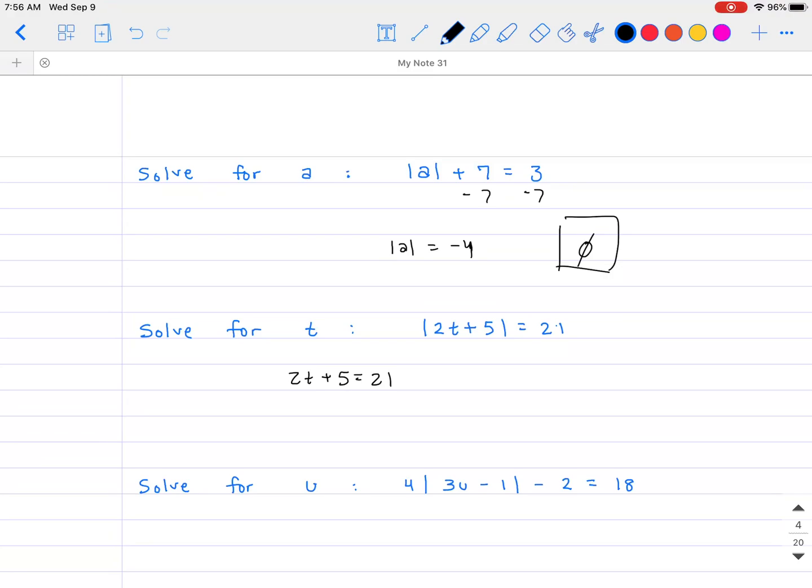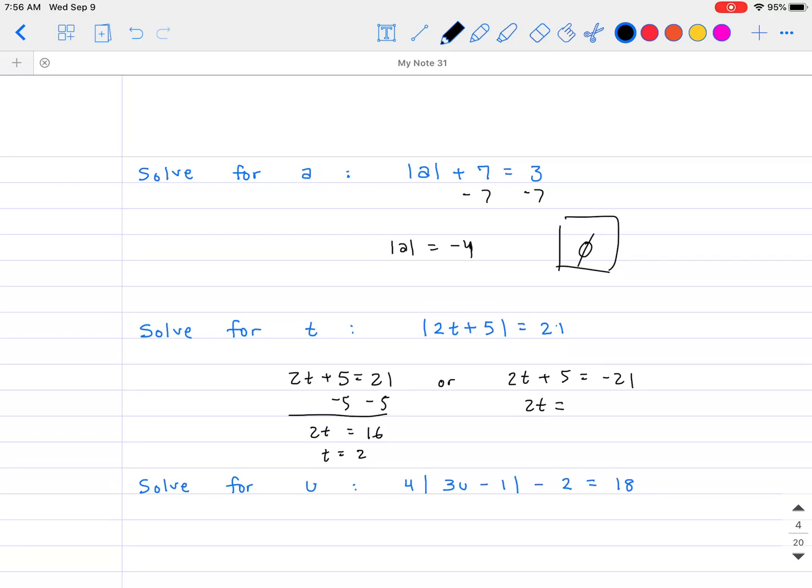2t plus 5 is equal to 21, meaning just as is without the absolute value. It's been going in a positive direction. Or we also have 2t plus 5 is equal to negative 21. So either one of these should be sufficient in order to solve for the equation. Now again, it's just a matter of algebra. So we subtract 5 from both sides. That would give us 2t is equal to 16. And if we divide by 2, then t is equal to 2.